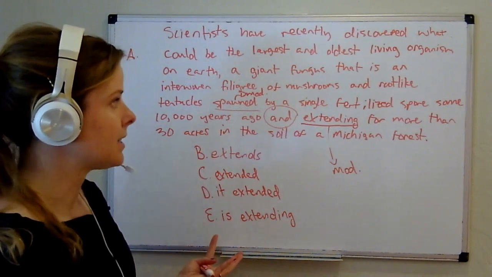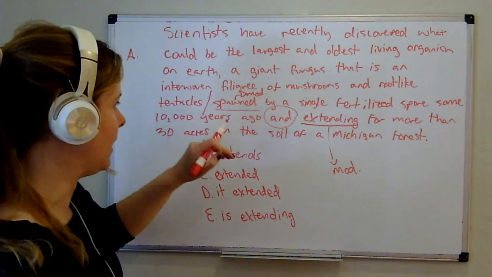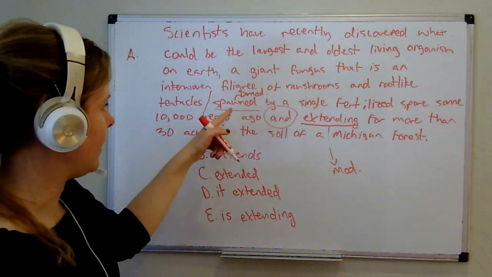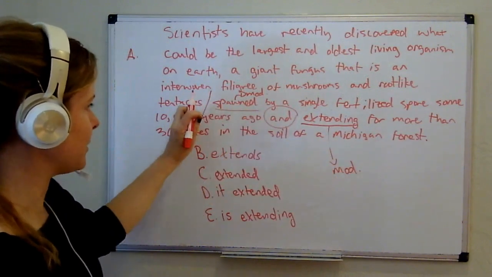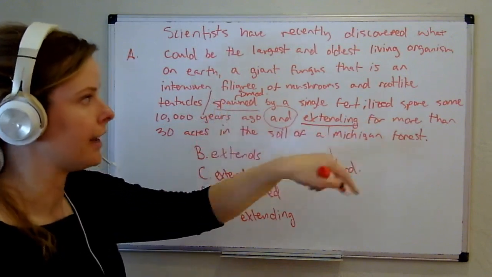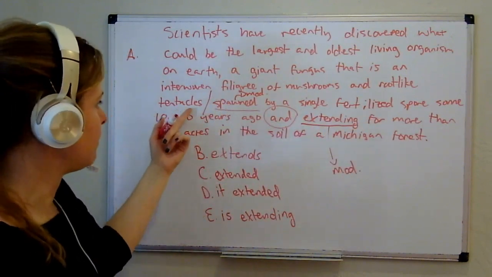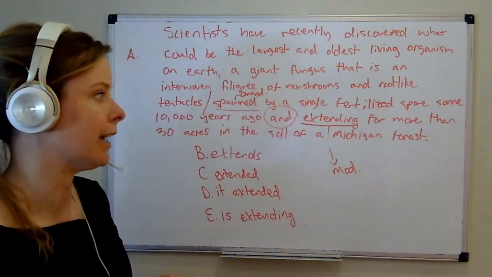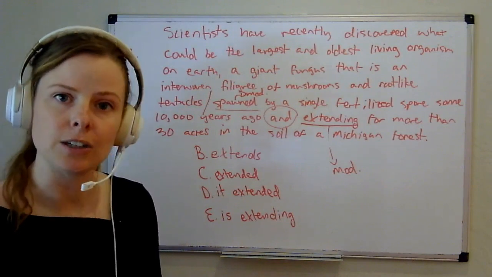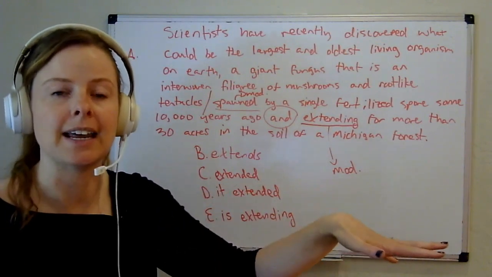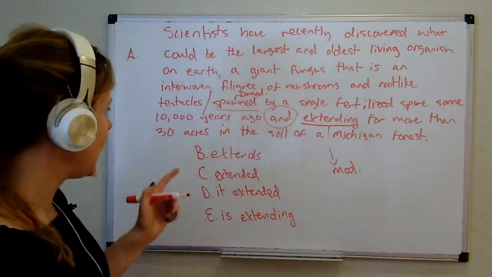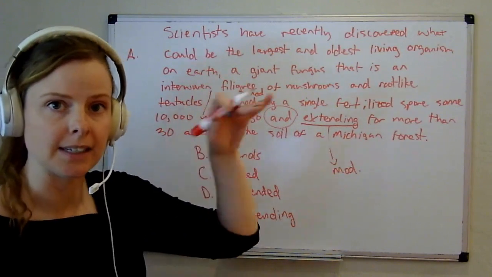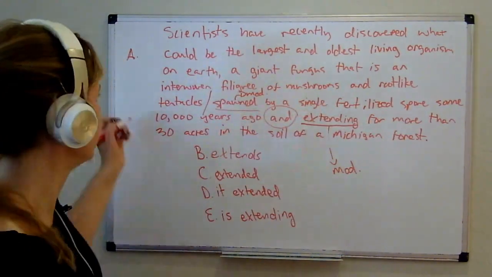So does it make sense when I think about that stem and then the sentence splitting into these two parallel bits? Well, that means that we've got this filigree of mushrooms and root-like tentacles described as this spawned thing, which again, yeah, makes sense. And then with our second parallel leg, we have the filigree of mushroom and root-like tentacles extending for more than 30 acres in the soil of the Michigan forest. Yeah, you can totally imagine that filigree, right, and those tentacles extending through the forest. So A is looking pretty good. We've got something grammatically that could be parallel, and it makes sense for the sentence to split up in that particular spot. So A is looking good.